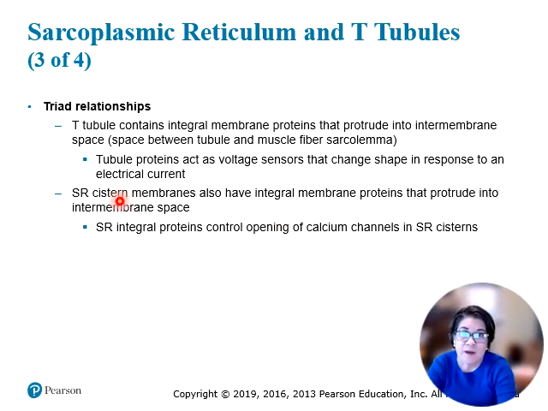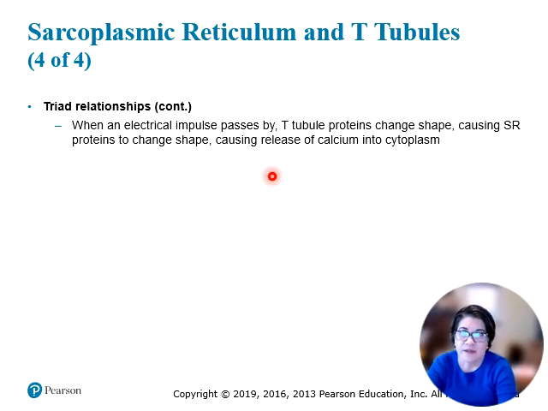Okay, so that is part of the sarcoplasmic reticulum. The T tubule is what regulates that, so it's interacting with the action potential in the nerve. It receives the electrical impulse, the T tubule changes shape, which allows the sarcoplasmic reticulum to change shape and release calcium.